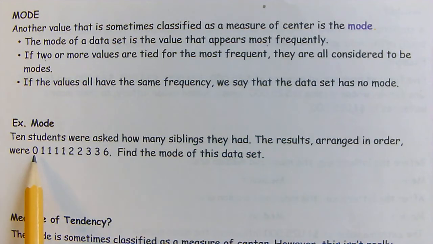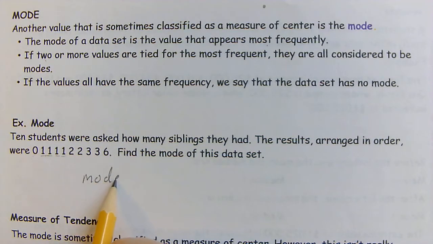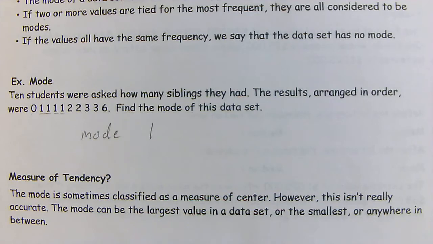So for example, you have 10 students asked how many siblings they had, so the results are listed below from least to greatest. And 1, 2, 3, 4, the one appears 4 times, so the mode is one sibling. It appears more frequently than the others. The mode is not always a measure of center because it can be the smallest or the largest value in a data set.